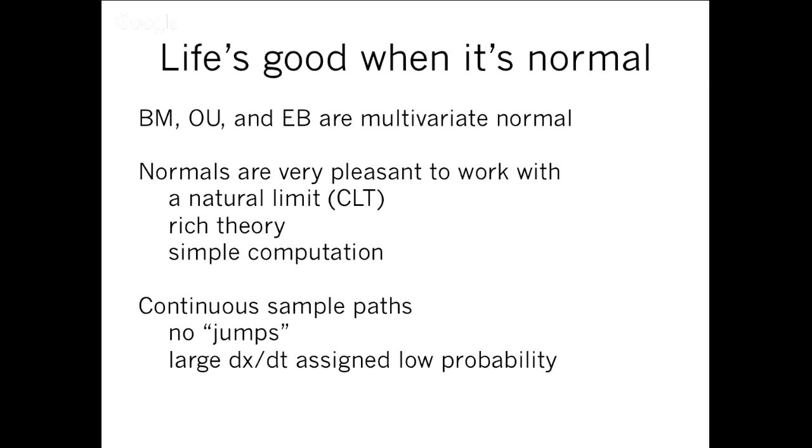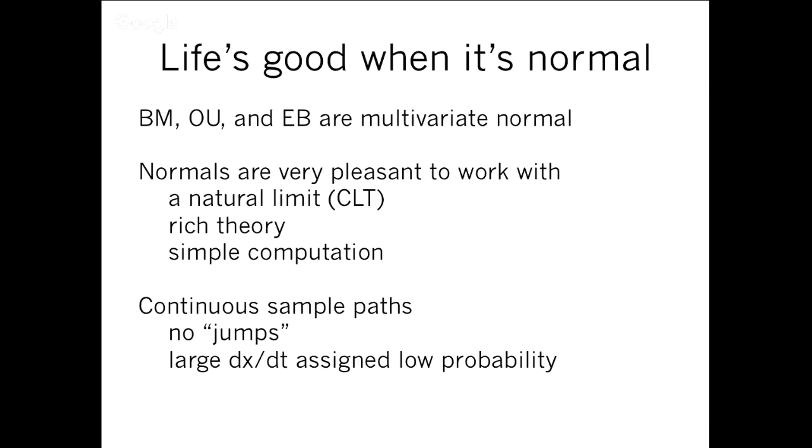And one thing that can't be understated is that these three processes are absolutely wonderful to work with. For one thing, Brownian motion, Ornstein-Uhlenbeck, and early burst models all have a formulation that casts them as multivariate normal distributions. Gaussian processes, normal distributions are very wonderful to work with. They have this natural limit in terms of the sum of lots of small events with random effects will naturally induce something that's normally distributed. Normal distributions have been studied in great detail in different fields, which means there's a rich theory to draw upon in terms of understanding how to manipulate these distributions to whatever ends you need.